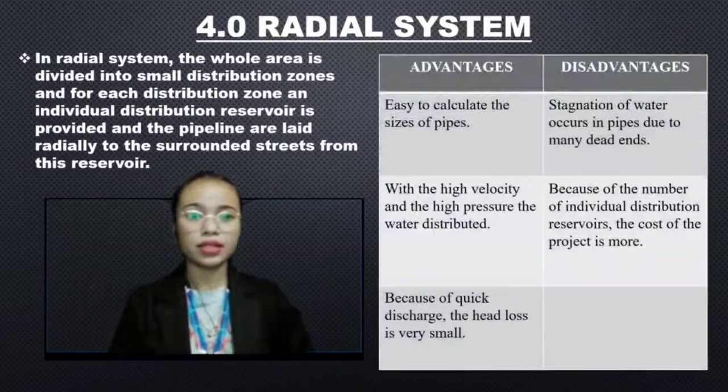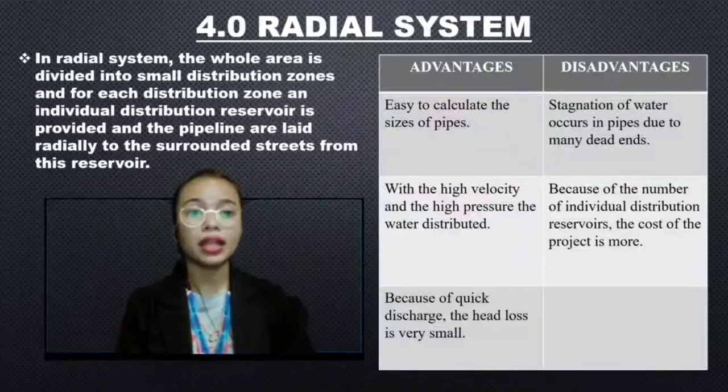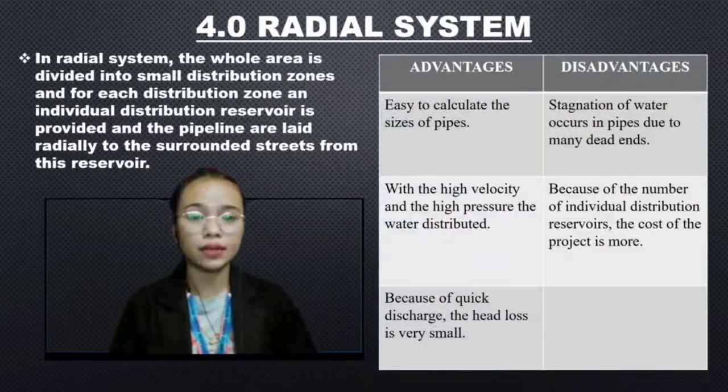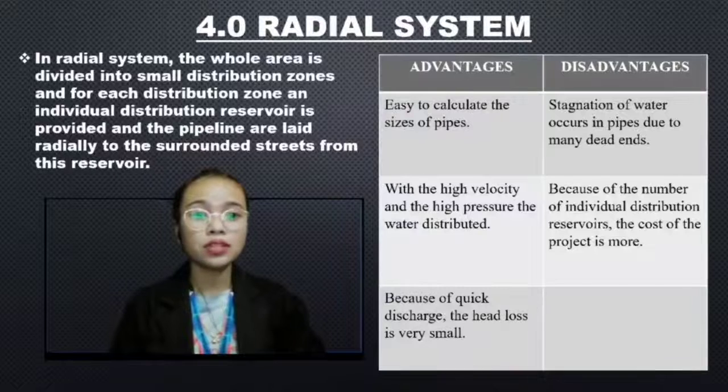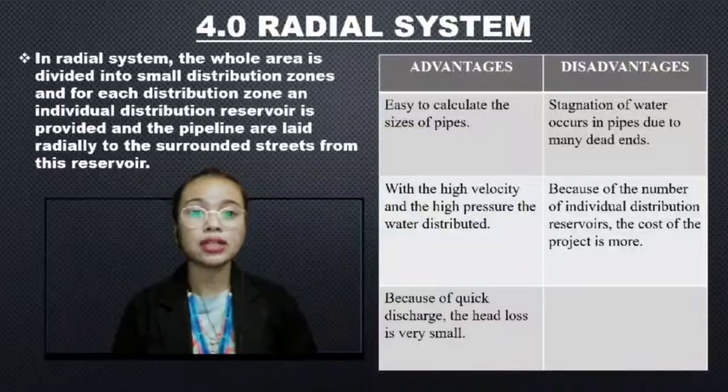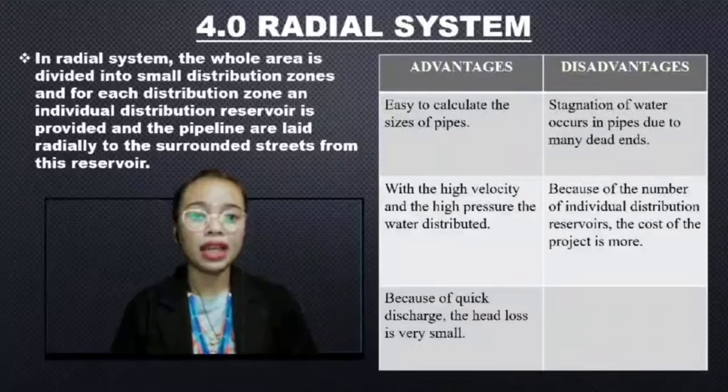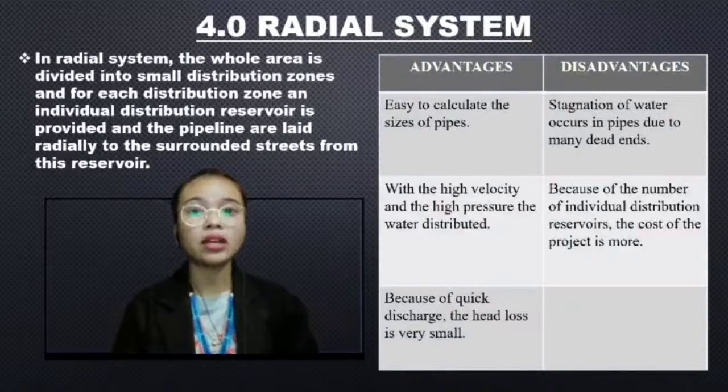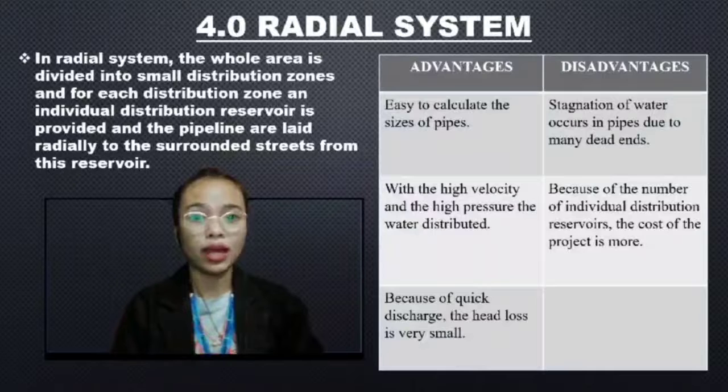As you can see from the slide, there are advantages and disadvantages for the radial system. For the advantages, the first one is it is easy to calculate the size of pipe. The second one is that the water is distributed with high velocity and high pressure. And the last one is because of quick discharge, the head loss is very small.